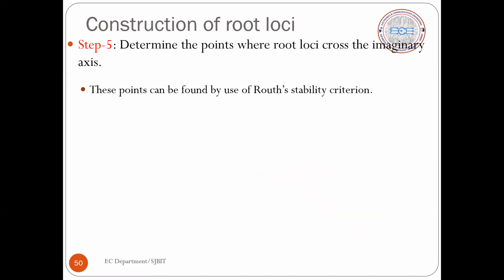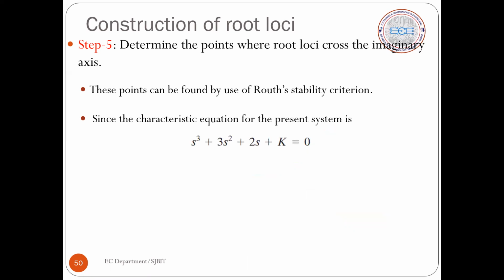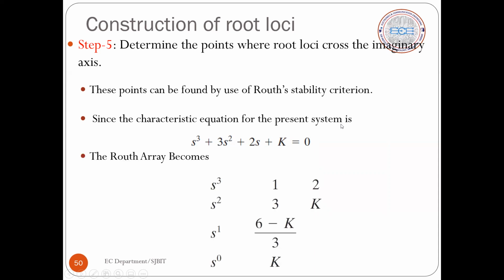These points can be found out by Routh-Hurwitz criteria. We will use RH criteria here in calculating the imaginary axis crossover point. So the characteristic equation, we took it as s cube plus 3s square plus 2s plus k, and we'll see the Routh array. If we see the Routh array for this characteristic equation, it will become like this.